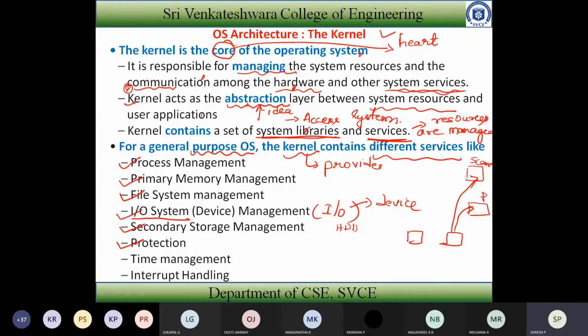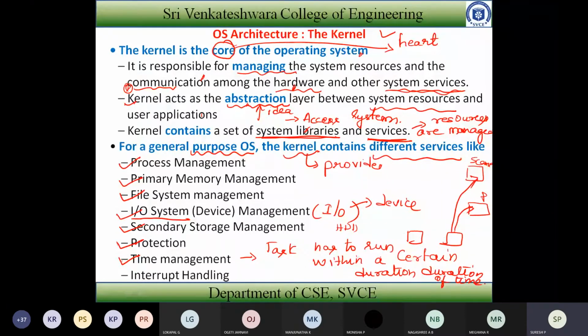Next is time management, where you manage the time and the tasks. A task has to run within a certain duration of time. So time has to be managed. When I give some task to the OS, it should not wait for one day. Within some known amount of time, that particular task has to be completed. That has to be taken care of by your kernel.